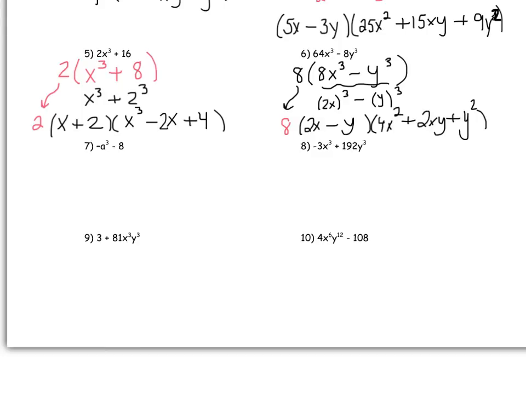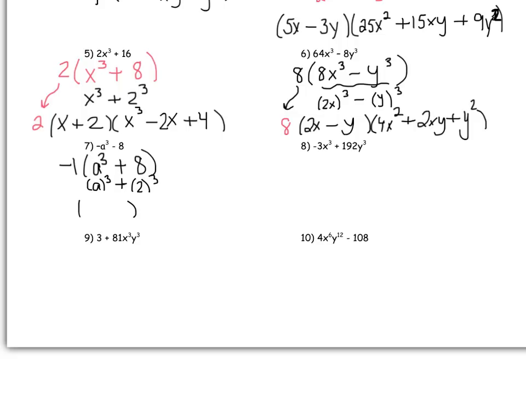All right, let's look at example number 7. Example number 7 is a little funny because it's almost a sum and difference of 2 cubes. I say this leading coefficient bothers me. I say we take that out first. So -1 would be my GCF. I'd be left with a to the third plus 8. I like this a little bit better because it's a little clearer that this is a sum of two cubes. It would be the sum of a to the third plus 2 to the third.